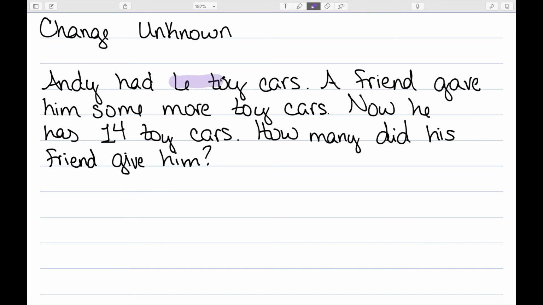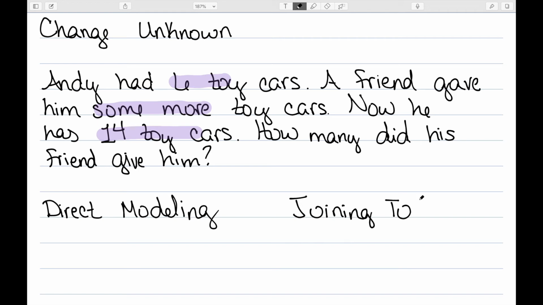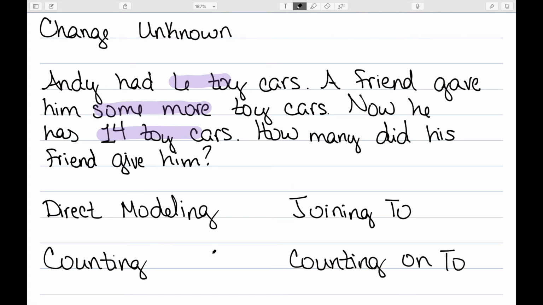So we have our initial amount, an amount we're changing it by that we don't know in this case, and then the total together amount. So this would be a join problem where the change is not known. The most common type of direct modeling strategy we use to solve this would be joining to, starting with a pile of 6, counting until we get to 14, and then determining how many that we had to add in. And the most common type of counting strategy would be counting on to, starting with 6, counting up to 14, and then realizing that we had to count 8 extra numbers.